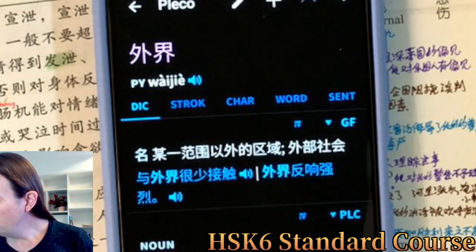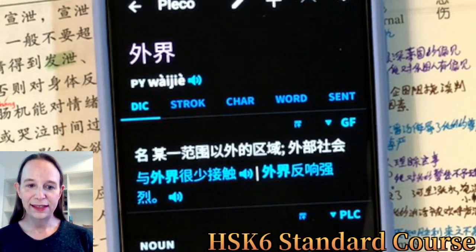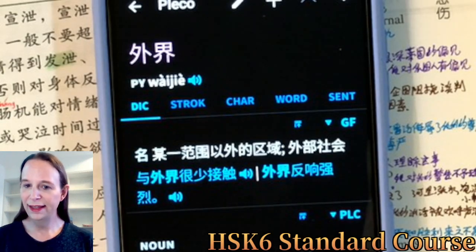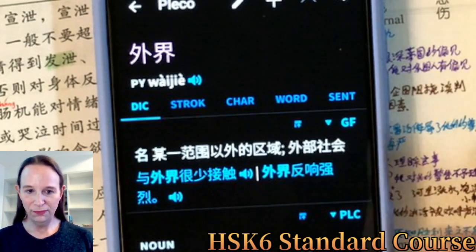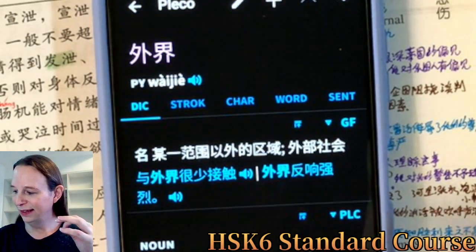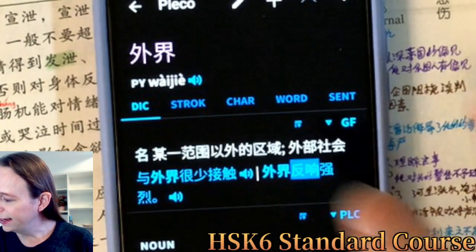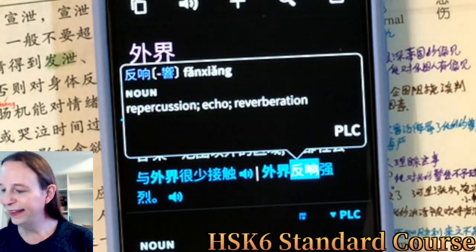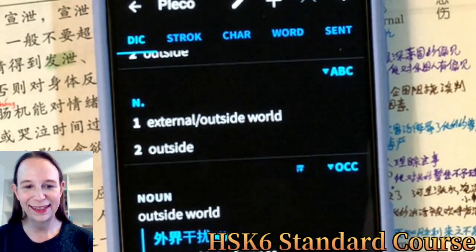Okay. 外界反响强烈. 反响强烈. So 反响 will be reverberation, 强烈, strong. So I'm not 100% sure what this implies, but maybe there's some kind of internal strife or something, and it not only affected inside, but it affects outside. Yeah, 反响. Is it reverberation? Yeah. Echoes? I'd need more context.